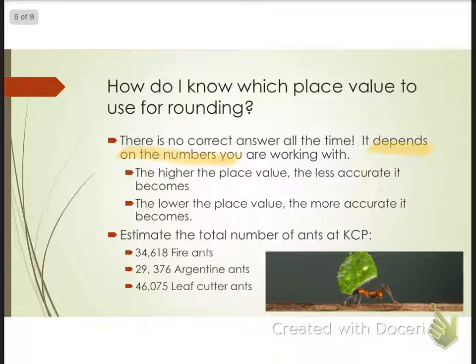Let's look at this example to estimate the total number of ants. Let me start by rounding to the nearest 10.